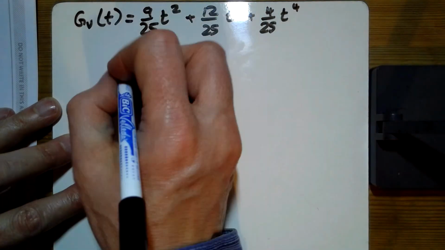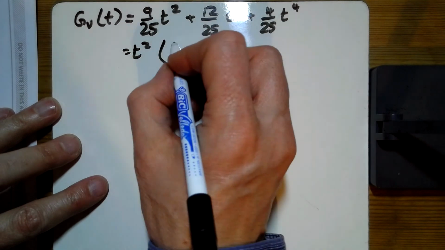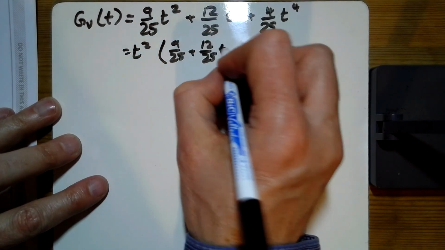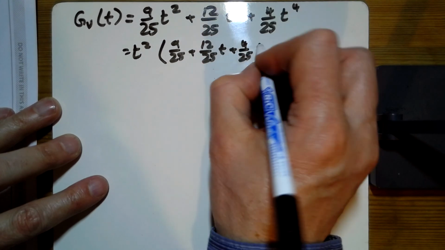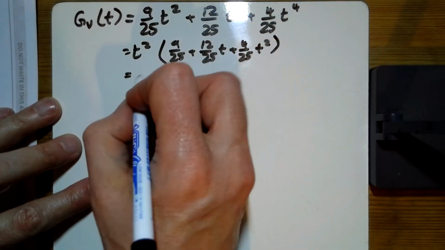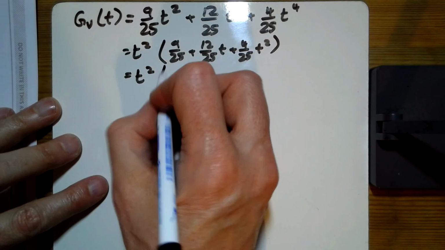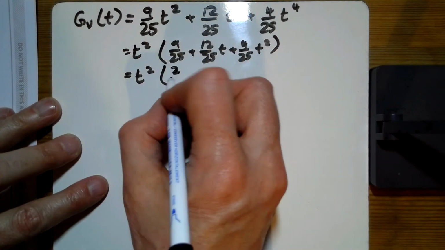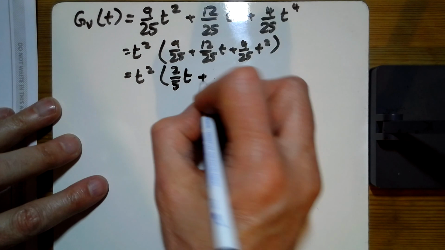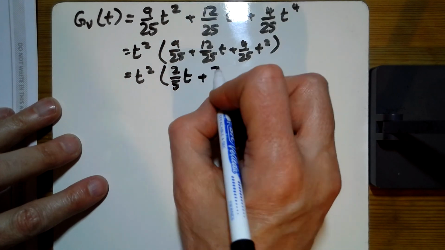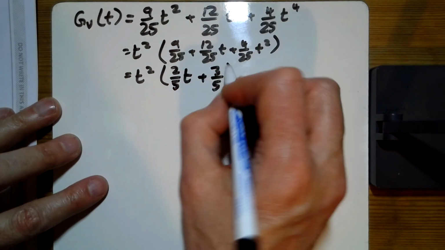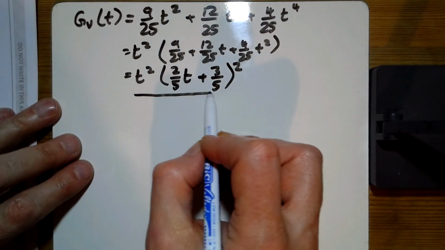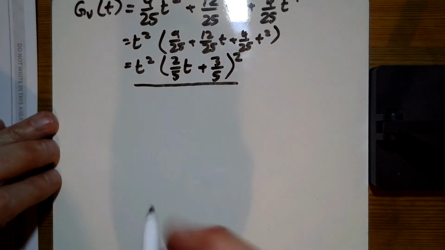You can see a factor of t squared in all of those, so then I've just got 9 over 25 plus 12 over 25 t and 4 over 25 t squared. I'm not quite sure how much "show that" they want after this, but the square root of 4 over 25 t squared is 2/5 t, and the square root of 9 over 25 is 3 over 5, and that's all being squared, but that's sort of given to you really, isn't it? But there, that's how you get it.